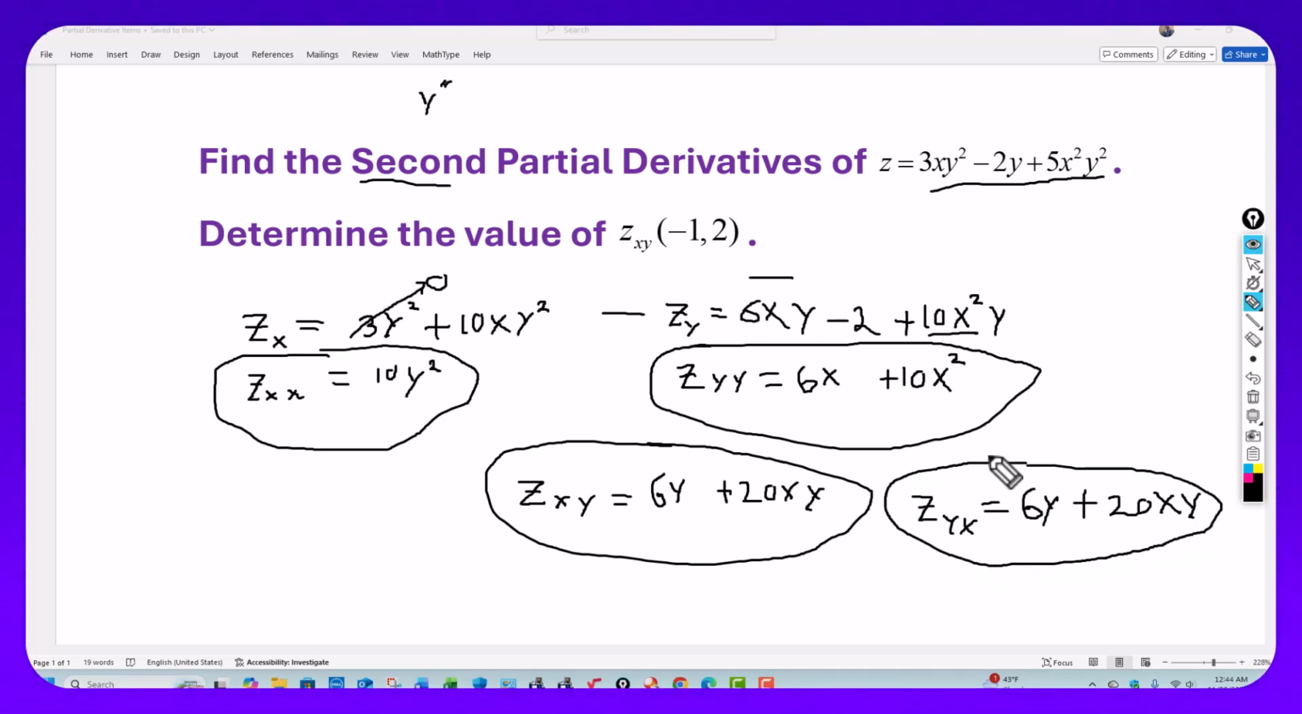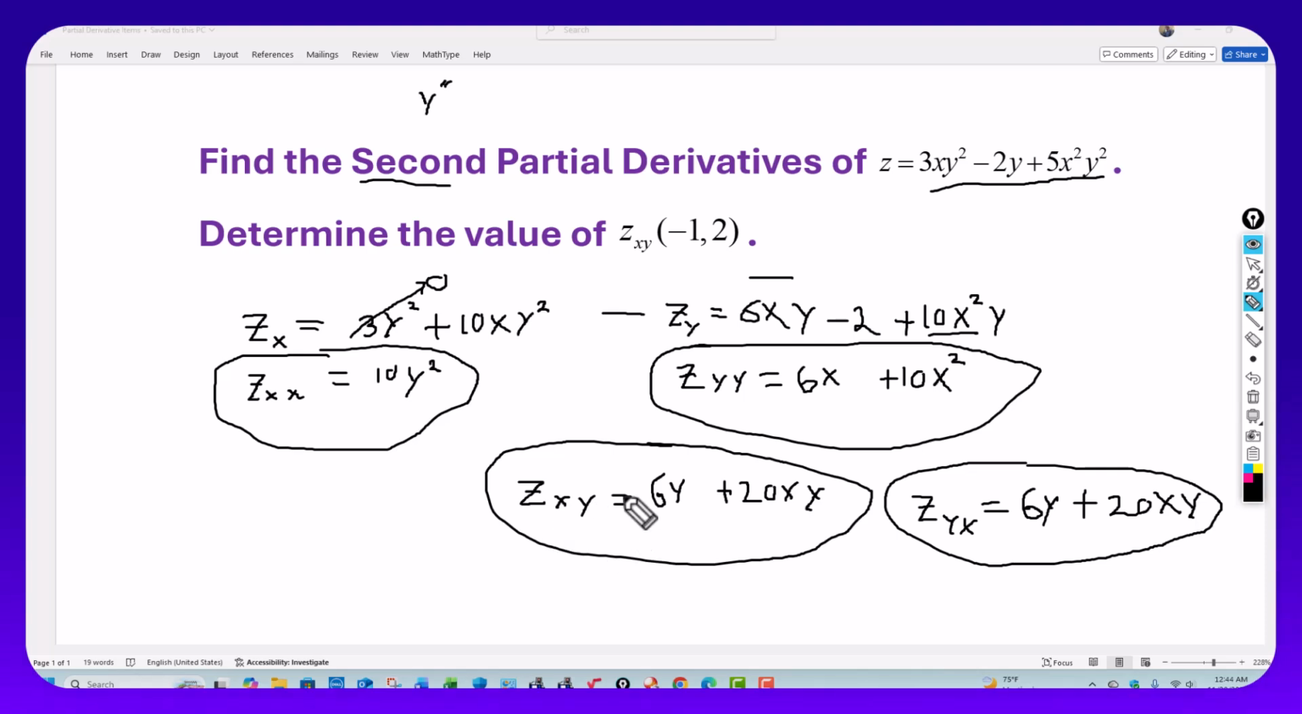So if you have a function of two variables, in this case x and y, then we have the two second partials, z sub xx, z sub yy. And then we have a mixed partial, z sub xy and z sub yx. Notice though, they're the same. 6y here, 20xy, 6y for the second one, plus 20xy.